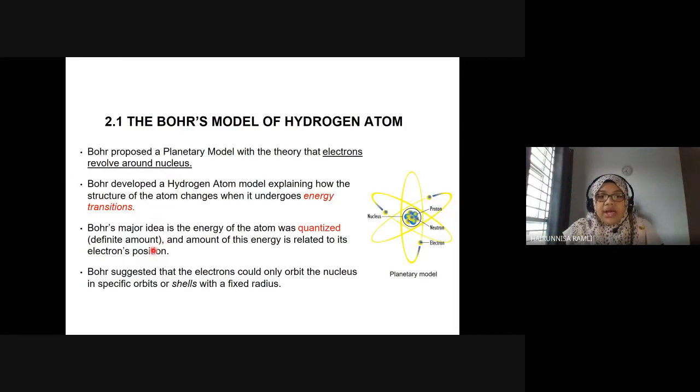So this major idea is actually that the energy of the atom is quantized. Quantized here means a definite amount, like definitely, very surely. We know it has a specific amount of energy. This amount of energy is related to its electron position. It means if the electron is at a different energy level, a different place, its energy is different.